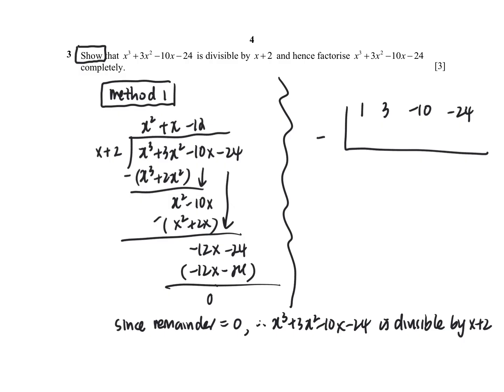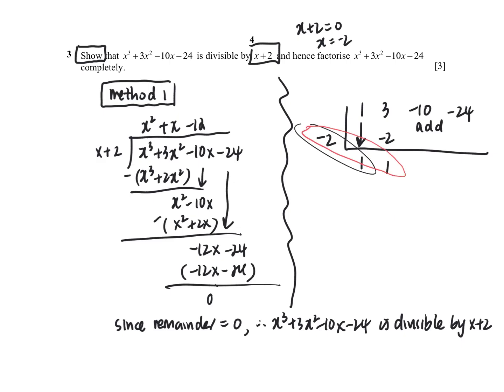Okay, so this will be minus 2. Remember when you have to equate this to 0, the value you put here will be minus 2. So bring this down, then you multiply. It's always addition here. So 3 plus minus 2, 1. Minus 2, when you multiply, you add them up, is minus 12. Multiply this with negative 2 is a plus 24. So finally, you also get remainder 0.